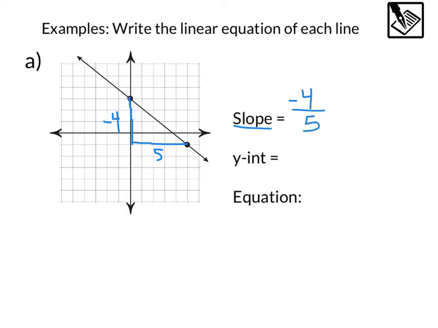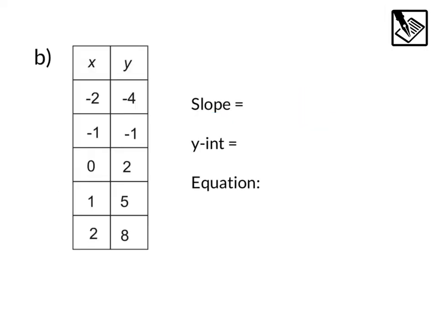That's our slope. Our y-intercept is that point where it crosses the y-axis. That looks like it's at 1, 2, 3. So our y-intercept is 3. Our final equation is going to be y equals negative 4/5 x plus b, our y-intercept, plus 3. There's our equation.